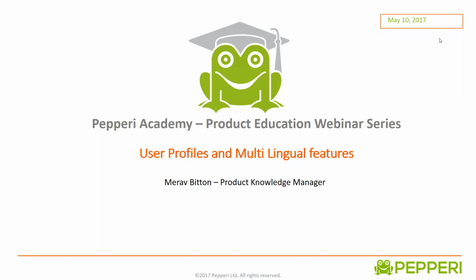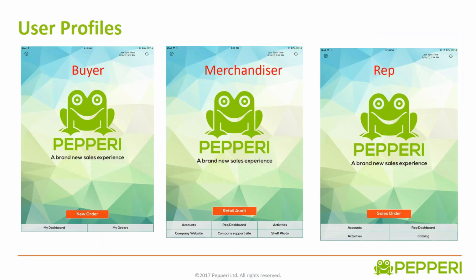This is the third webinar in the series, where in each webinar we drill deep into a specific module, explaining the features and the benefits. Today's session is on user profiles and multilingual features. I'll start with an overview of what profiles and multilingual features are, and the main points we'll discuss today, and then I'll demonstrate live on the system and on my iPad, as usual.